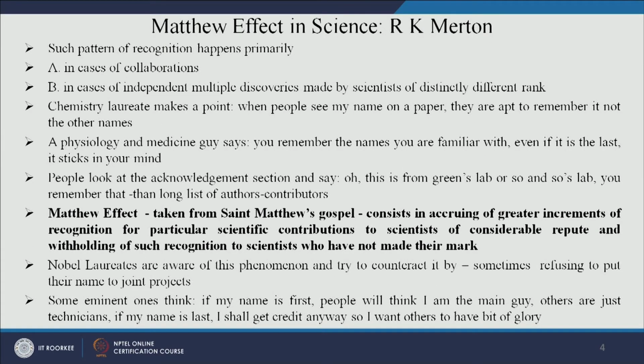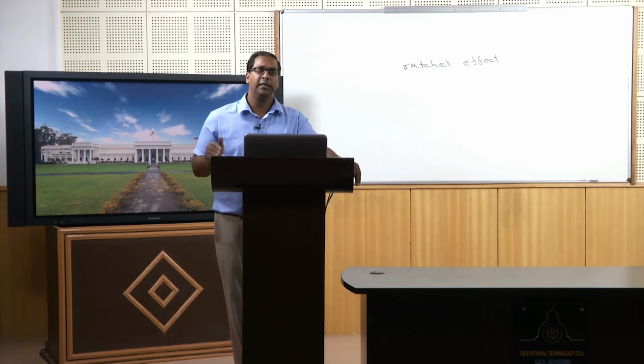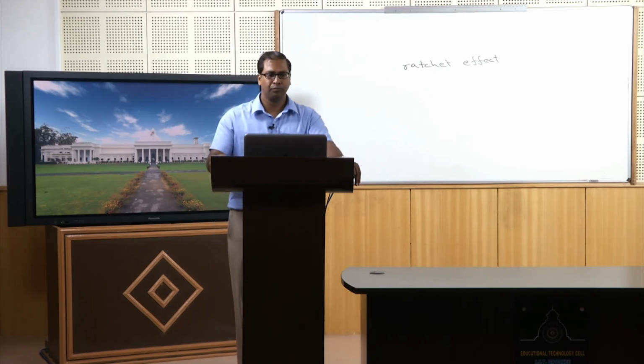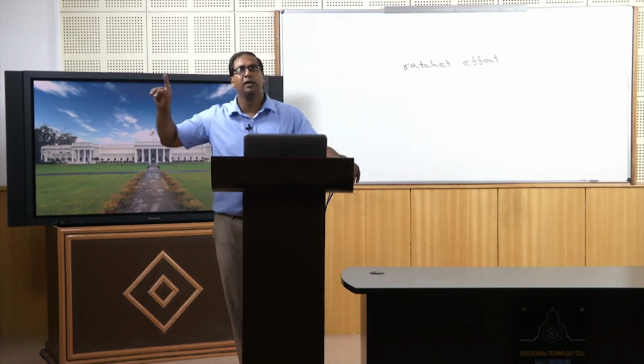Now, such a pattern of recognition happens primarily in two cases: in the case of collaborations and in the case of independent multiple discoveries made by scientists of distinctly different rank. Why is such unequal credit given to scientists? Essentially, it happens because of two reasons. First, it happens in the case of collaborations, where more than one scientist is involved in a project, in writing a paper, in certain experiments, or in the case of independent multiple discoveries. In both cases, the eminent scientist takes away all the credit.